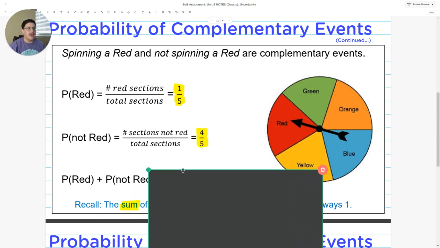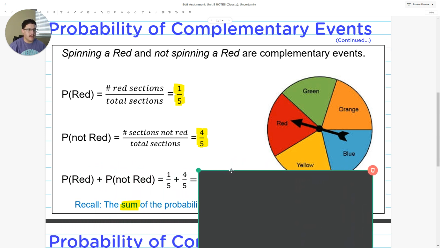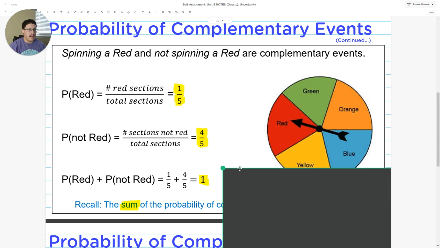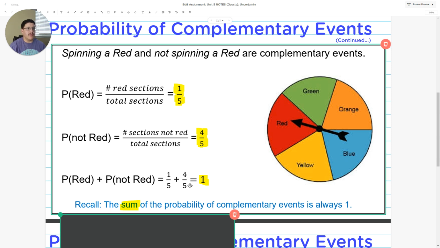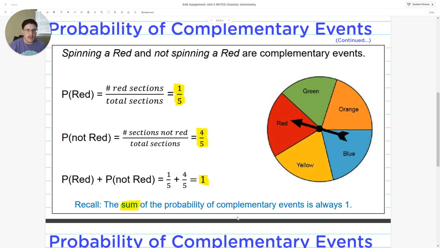When you add those two together, 1 over 5 plus 4 over 5, which equals 5 over 5, is equal to 1. When you add complementary events and they equal 1, then they are truly complementary. It should pan out that the sum of the complementary events is always 1. That's how you know they are complementary.